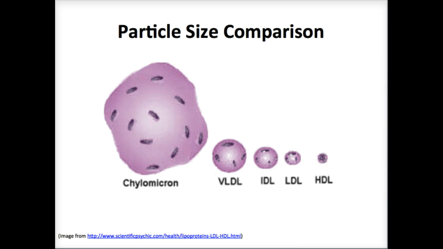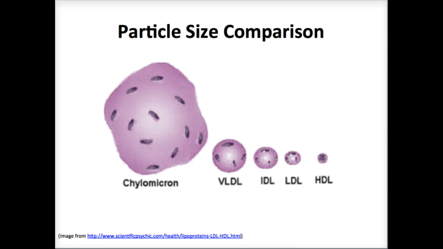Now that we've explored the different types of lipoproteins, let's take a quick look at the difference in their sizes. Notice how large the chylomicron is compared to the other lipoproteins. It's huge compared to those other ones. In reality, though, a chylomicron is only about 1/10 the size of a red blood cell. So just to give you some perspective here.